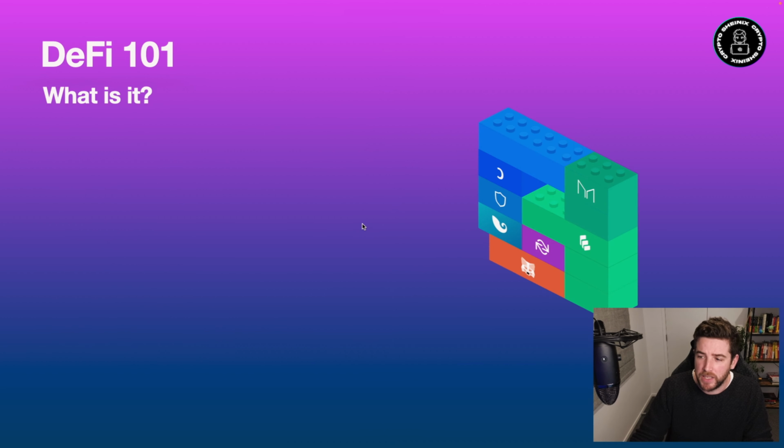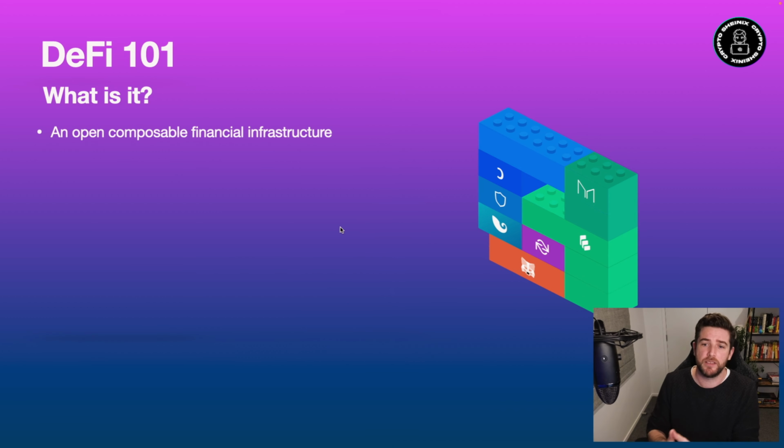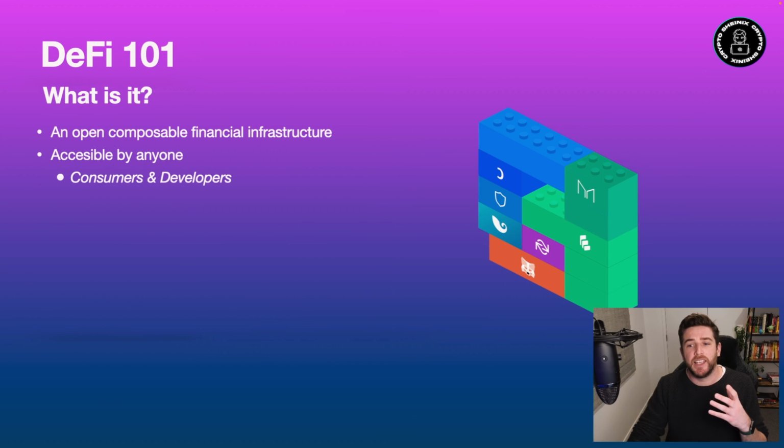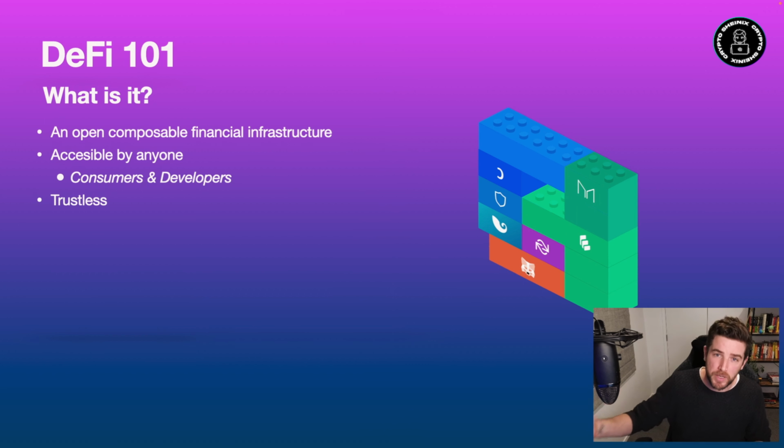Alright, so let's start by defining DeFi. In my view, it is an open composable financial infrastructure. What does this mean? Well, it means that it's accessible by anyone, and when we say anyone, it's consumers and developers alike. As a consumer you can access it 24/7. It is trustless. You don't have to trust any intermediary. There is no company or person behind these DeFi protocols or applications. So it's all in the blockchain and is handled by smart contracts. So everything is automated.